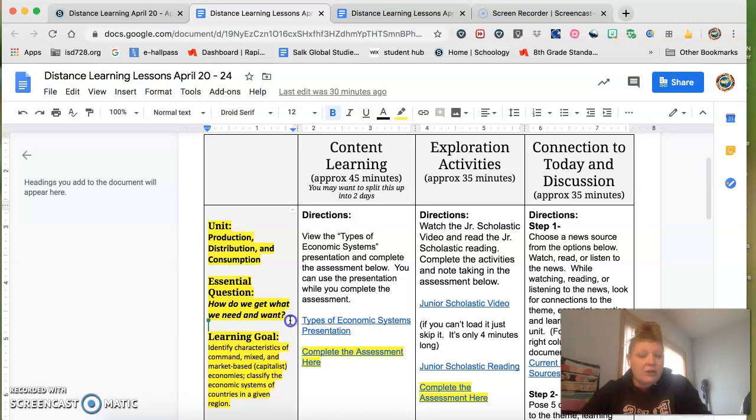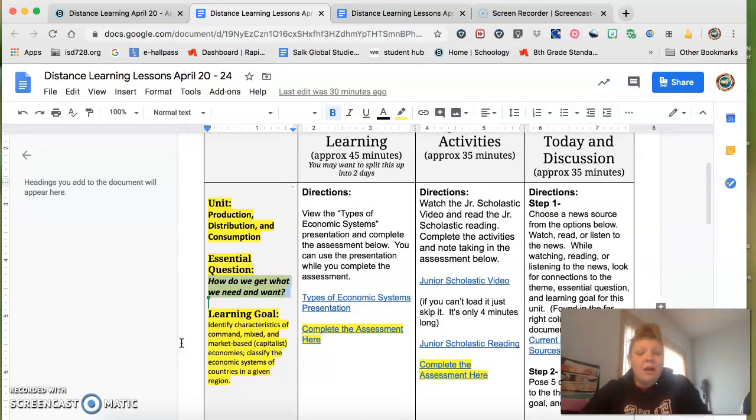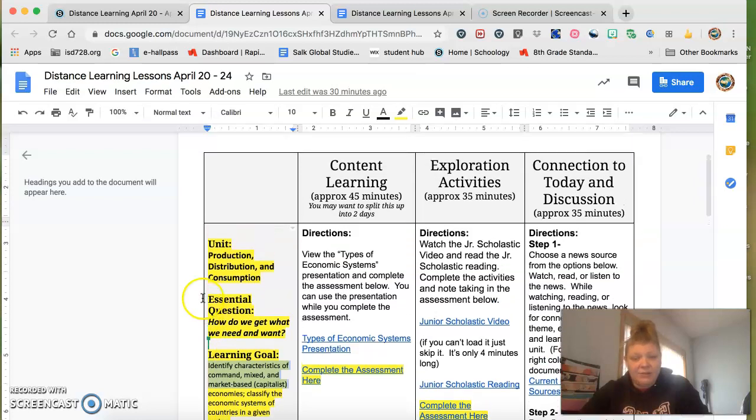Our overarching question, our essential question, is how do the world's people get the things that they need and want? And part of that is going to directly associate with this idea of scarcity, which I will get into in just a minute. Our specific learning goal is to be able to identify characteristics of a command economy, a mixed economy, and a market economy. We're actually going to throw traditional economy in there as well, and so that's where I'm going to jumpstart our lesson.